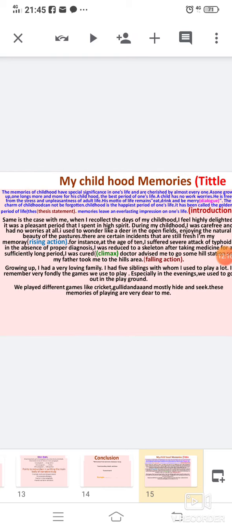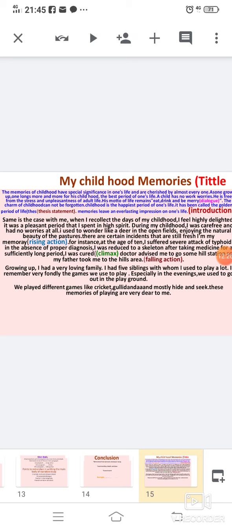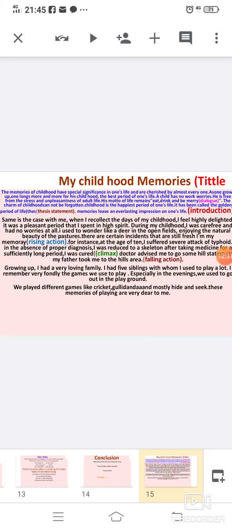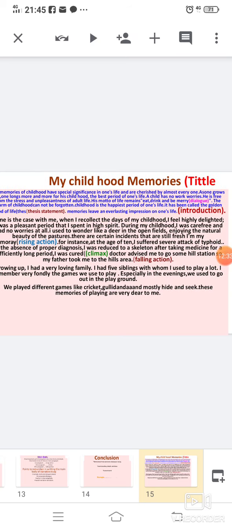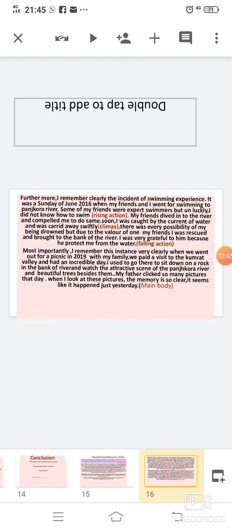Now moving to the other paragraph of the main body. Growing up, I had a very loving family. I had 5 siblings with whom I used to play a lot. I remember very fondly the games we used to play, especially in the evening. We used to go out to the playground. We played different games like cricket, gully danda, and mostly hide and seek. These memories of playing are very dear to me.